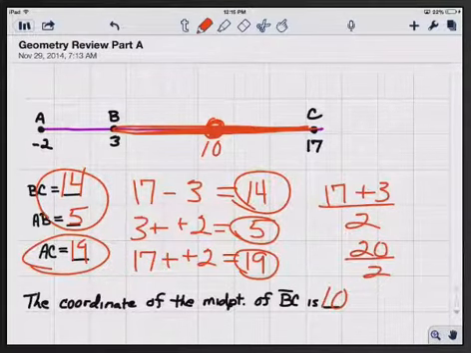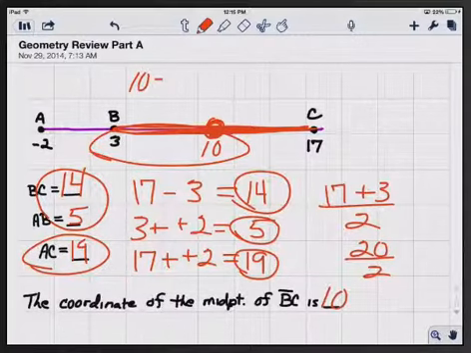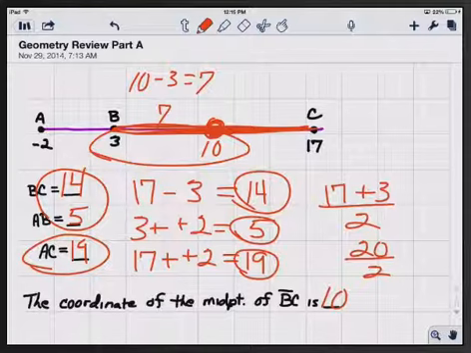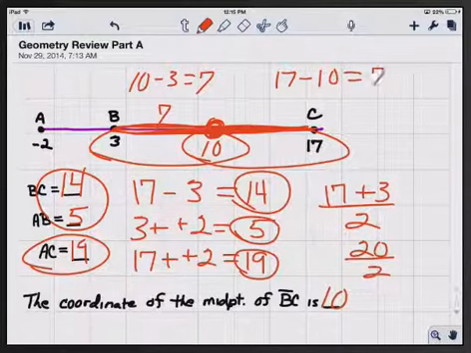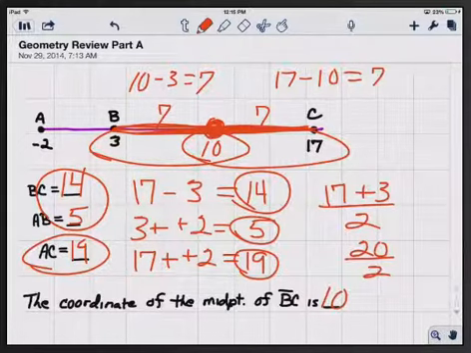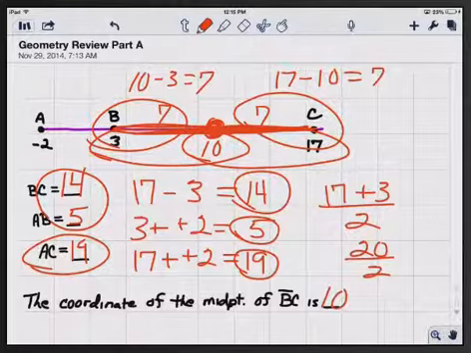Then you can check your answer by saying the distance from 3 up to 10, 10 minus 3, that distance is equal to 7. And from 17 to 10, 17 minus 10 is also equal to 7. So the definition of a midpoint is satisfied. It is a point on the segment, and it is the same distance away from point B as it is from point C.